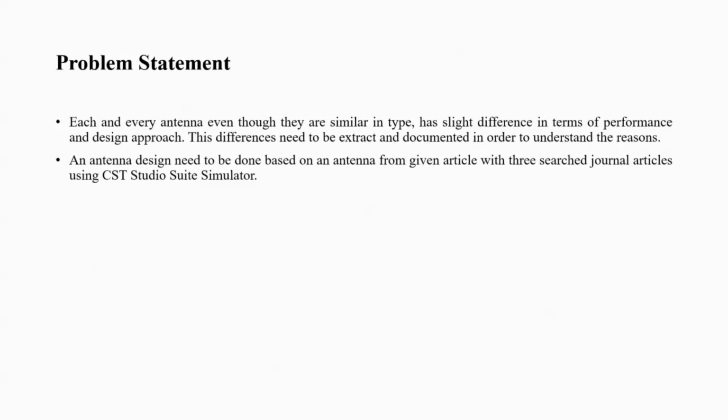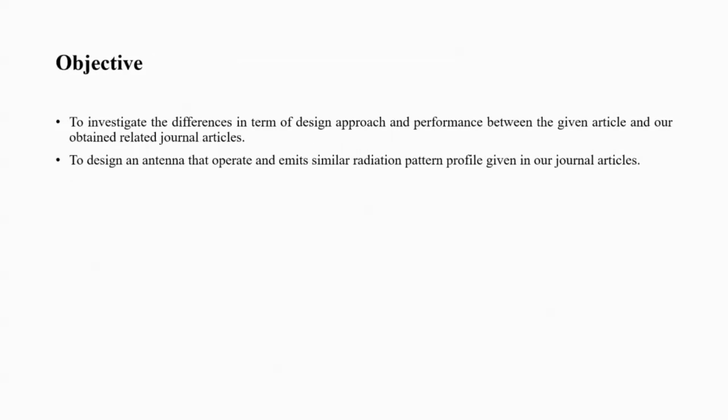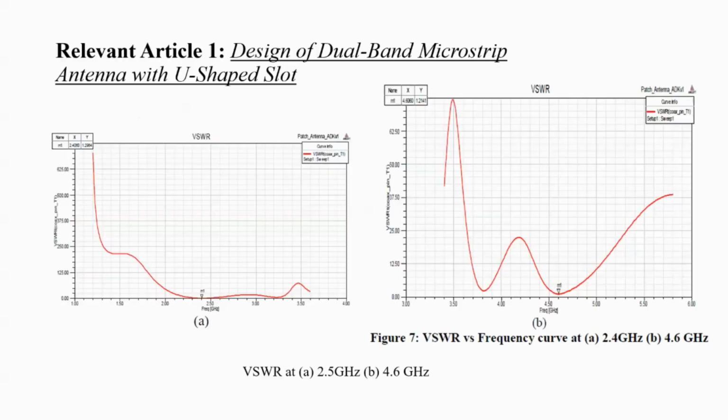Problem statement: each and every antenna, even though they are similar in type, has slight difference in terms of performance and design approach. These differences need to be extracted and documented in order to understand the reasons. The antenna design need to be done based on an antenna from given article with 3 search journal articles using CST Studio Suite Simulator. Objective: to investigate the differences in terms of design approach and performance between the given article and our obtained related journal articles. To design an antenna that operate and emits similar radiation pattern profile given in our journal articles.